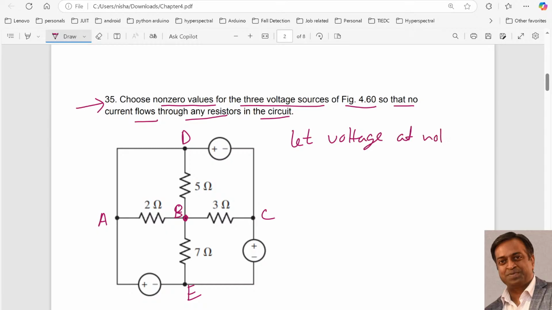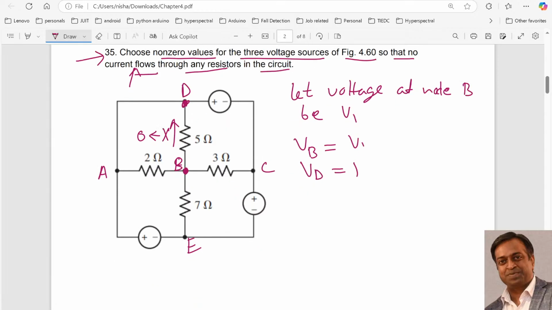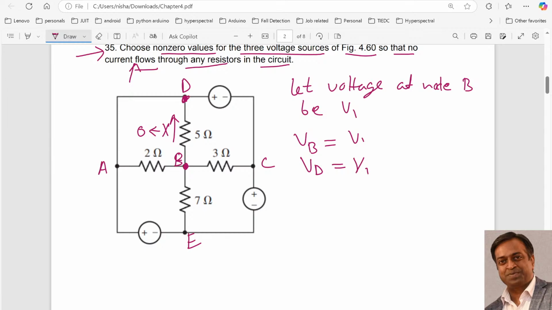So let us assume that the voltage at node B, let it be V1. It is mentioned that there is no current flow through any resistor, so it means current cannot flow through any resistor only in one condition, when the node voltages of this B and this D are the same, then only the effective current will be 0. It means that if VB is equal to V1, then VD will also be equal to V1, right? Because if VD is equal to VB, then only this current will not be there.